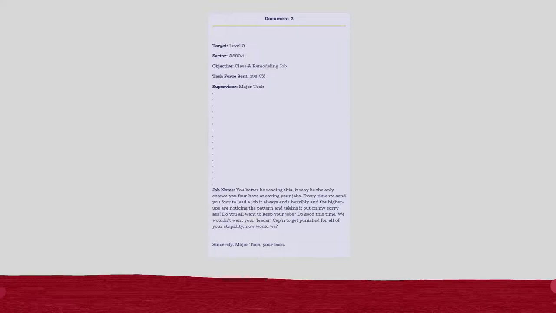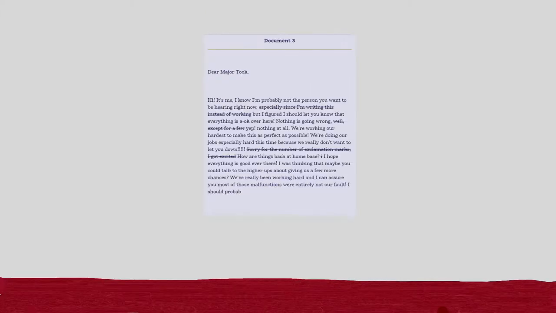Supervisor, Major Took. Job note, you better be reading this. It may be the only chance you four have at saving your jobs. Every time we send you four to lead a job, it always ends horribly, and higher-ups are noticing the pattern. Do you all want to keep your jobs? Do good this time. We wouldn't want your leader, Captain, to get punished for all your stupidity. Now, would we? Sincerely, Major Took, your boss.